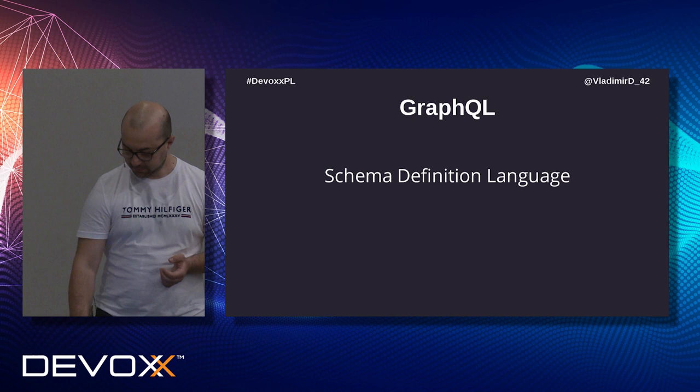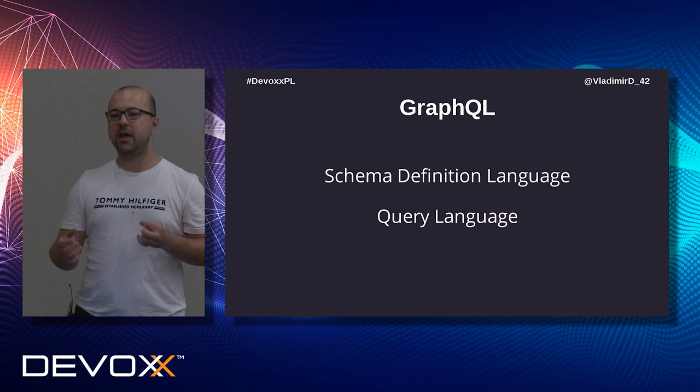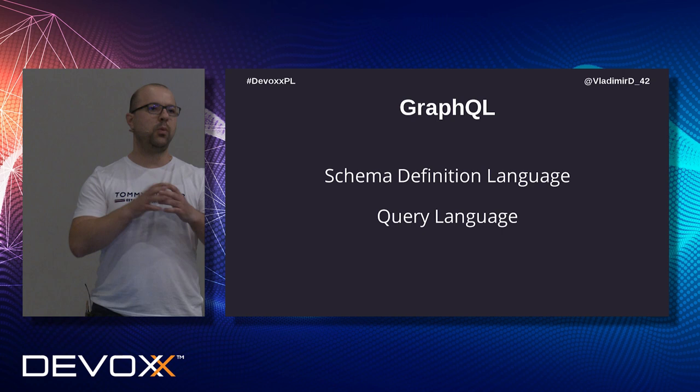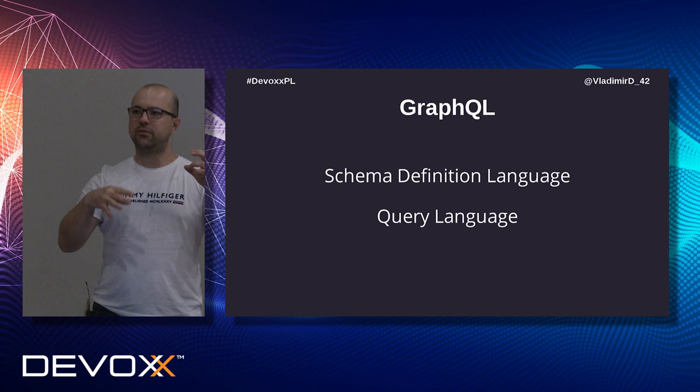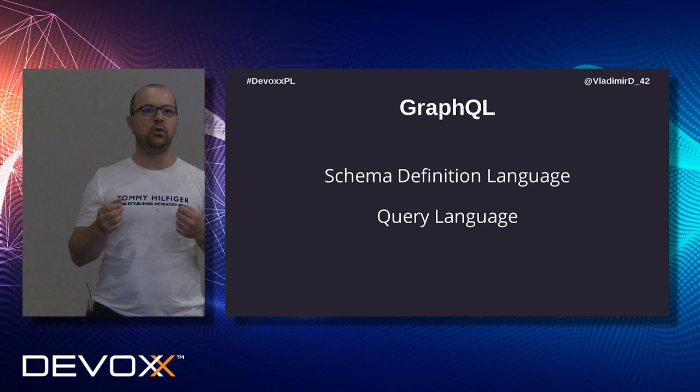The other big part of GraphQL is the query language. As you probably know, in REST, we just send requests and get a response, right? We hit the URL, we send some arguments, some parameters, things like that. Well, in the case of GraphQL, we send a whole query language, which gives us a lot of power to do some really crazy stuff, and we'll see that in the code.